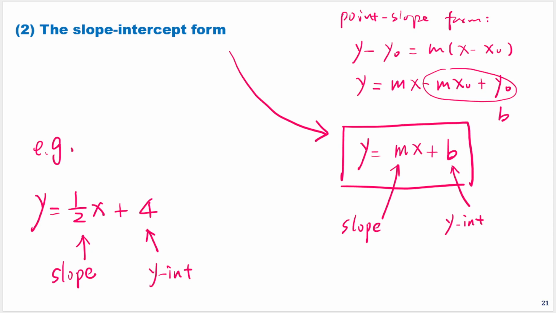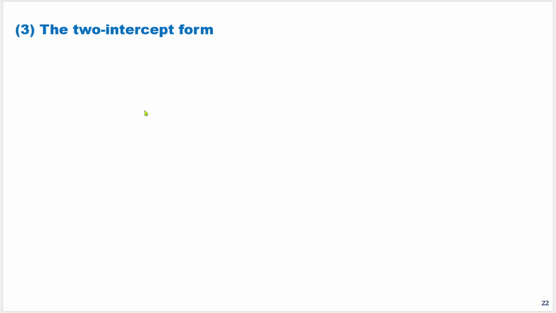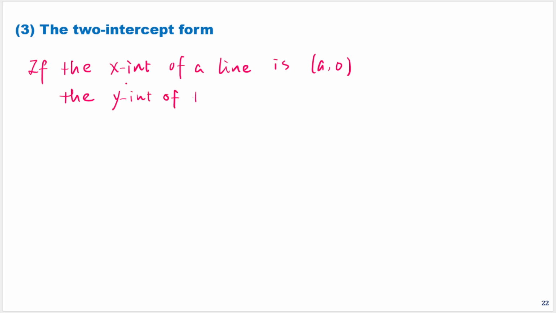Alright, if you have finished, next let's consider another problem. The line can also be expressed in two-intercept form. So what does this mean? This means, let's consider this problem, if the x-intercept of a line is (a, 0) and the y-intercept of that line is (0, b), and of course here a is not 0 and b is not 0. Can you write the equation of that line?